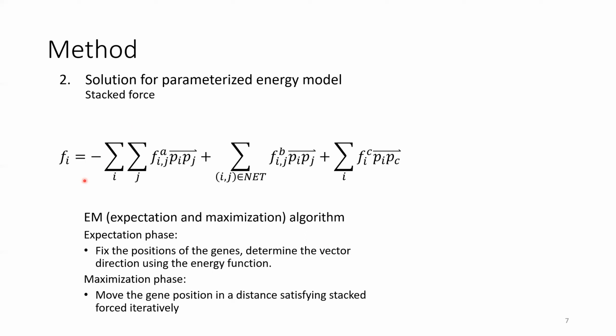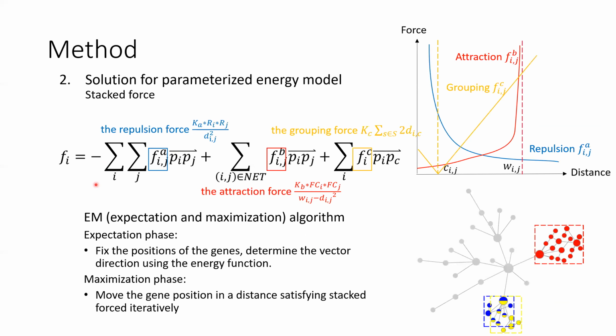The stacked force of node I composes three forces. Fija is a repulsion force exerted by node J using the blue formula. It becomes an exponential decline while the distance increases. Fijb is the attraction force exerted by node J using the red formula here. It will become an exponential growth while the distance between I and J increases.